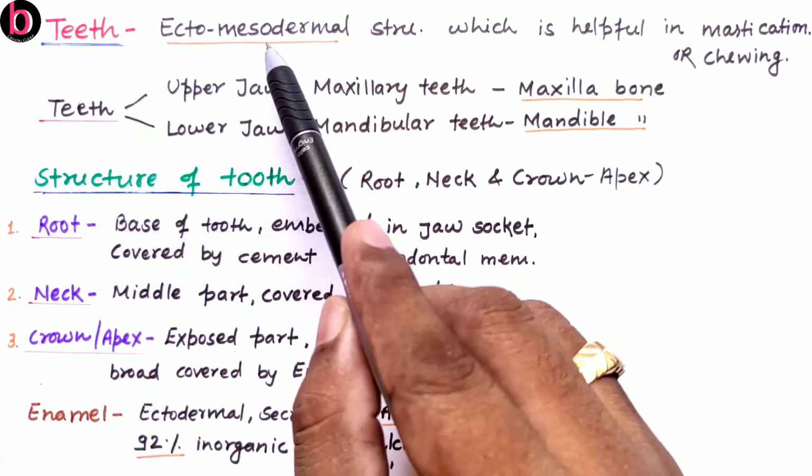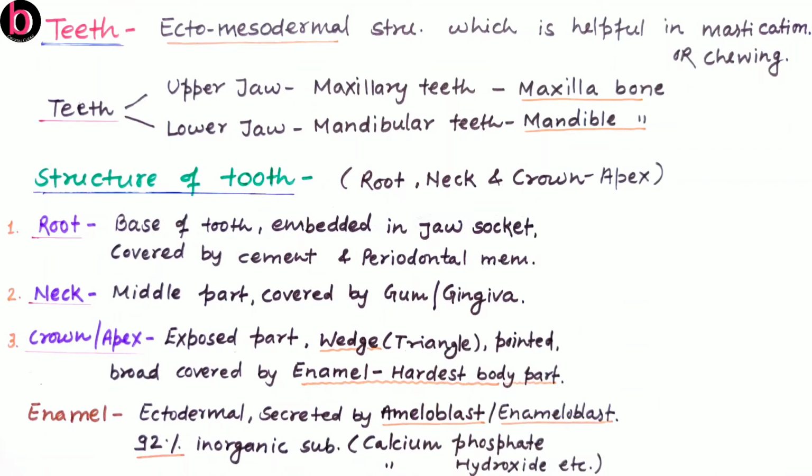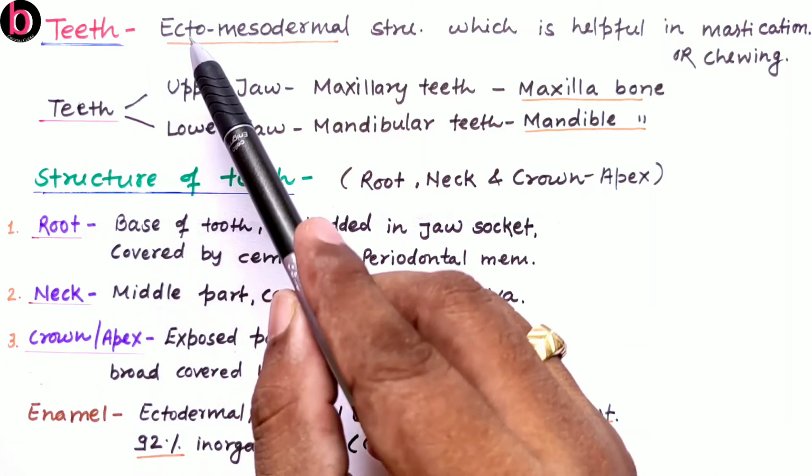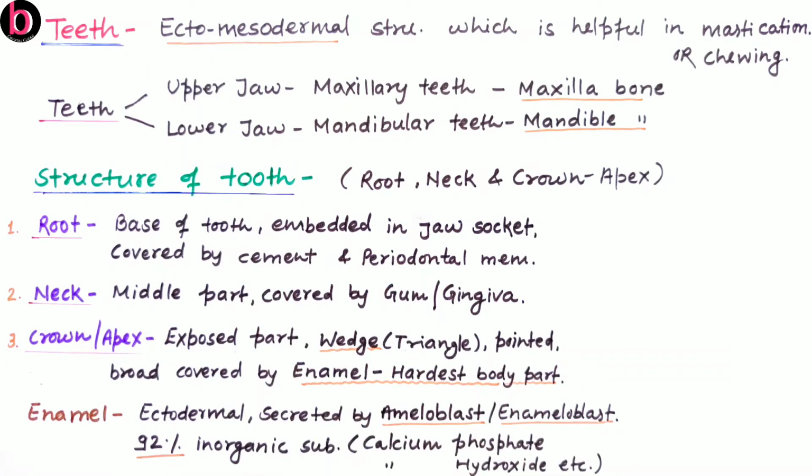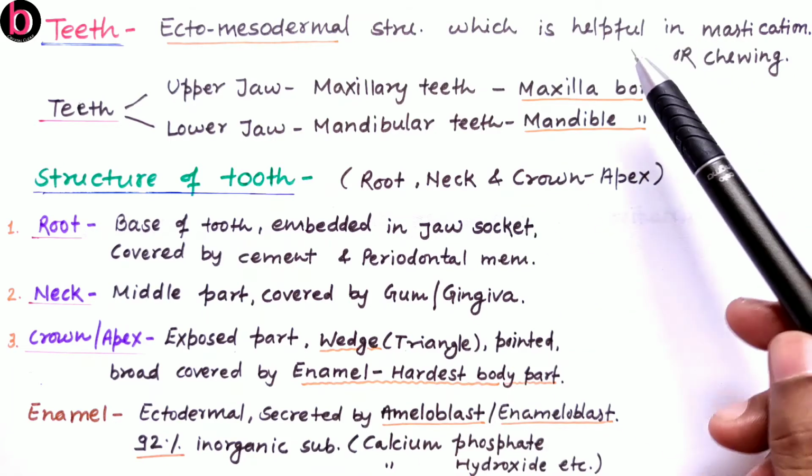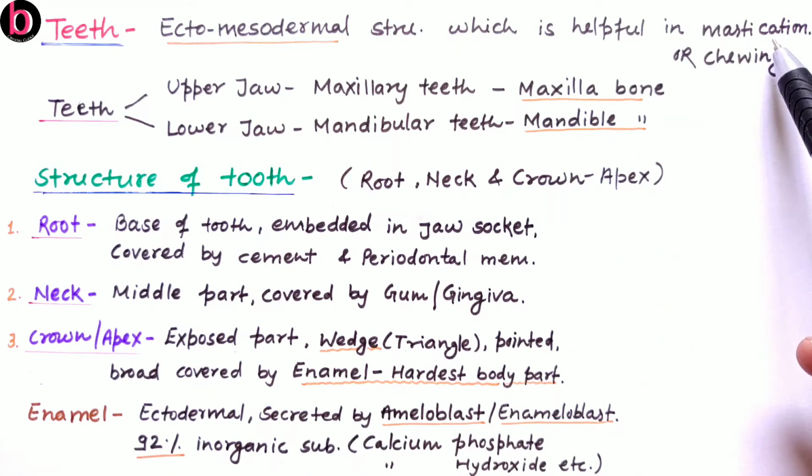They are ectomesodermal in origin. Ectomesodermal means they originate from the ectoderm as well as the mesoderm of the triploblastic embryo, which is a characteristic feature of higher organisms. Teeth are helpful in mastication, or chewing, of food material.